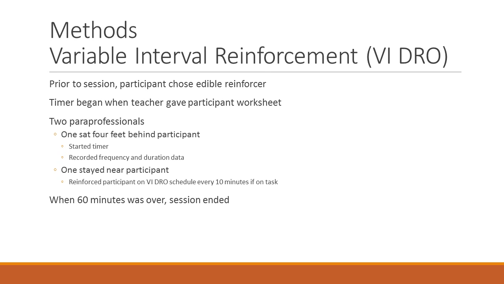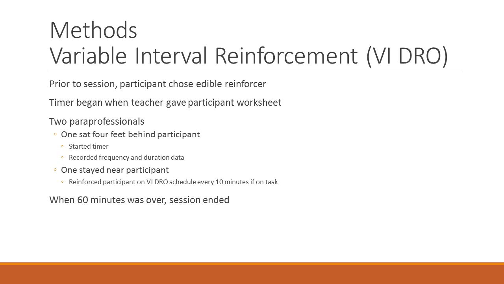For reinforcement, prior to the study, an indirect assessment was conducted to determine proper and practical reinforcers for each participant in the classroom. Each participant's family and teachers identified at least one edible reinforcer, so at the beginning of each reinforcement session, the participants can choose an edible reinforcer.